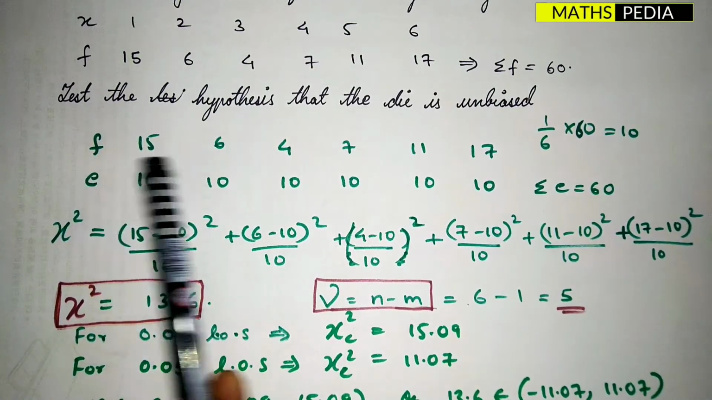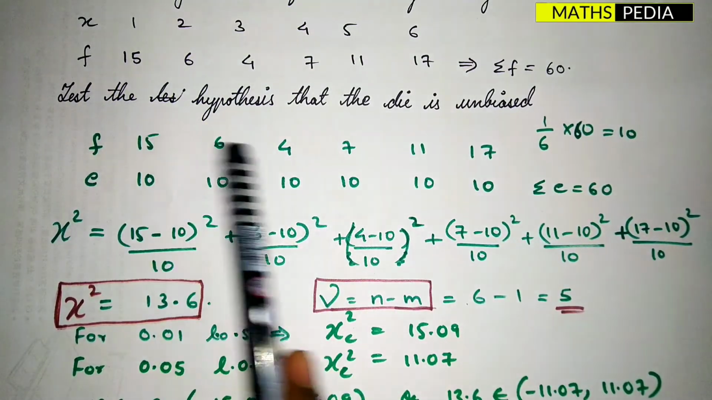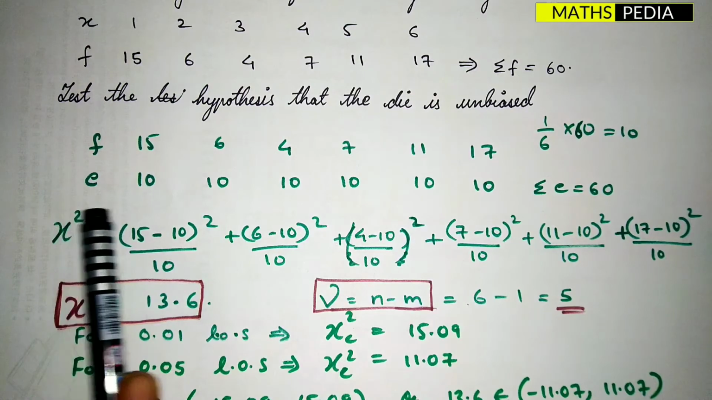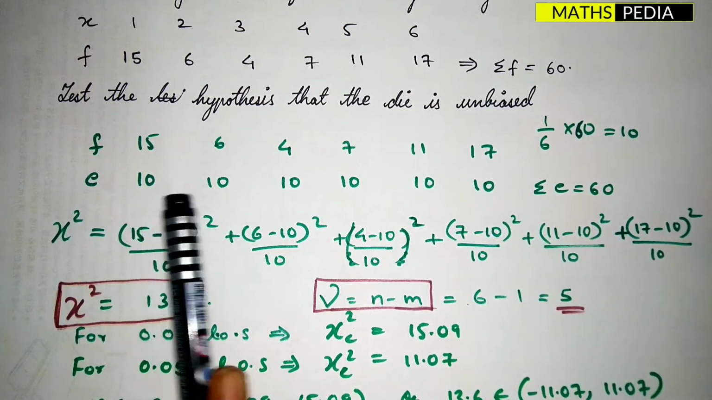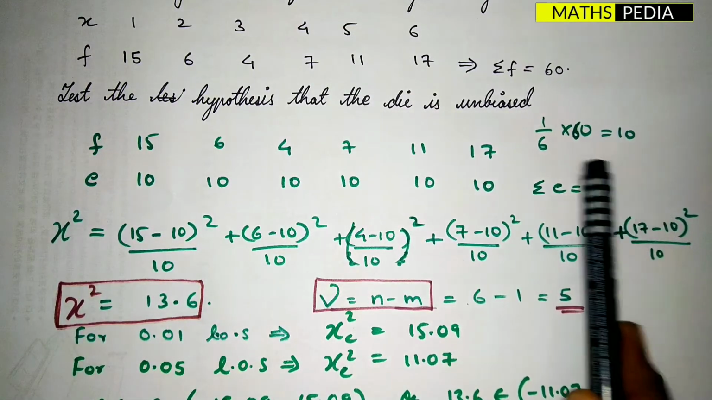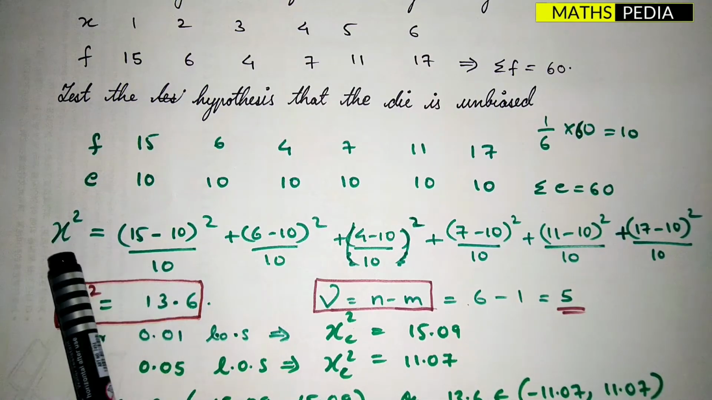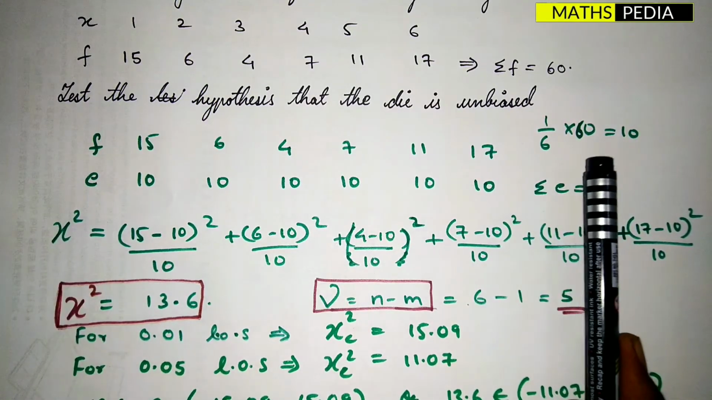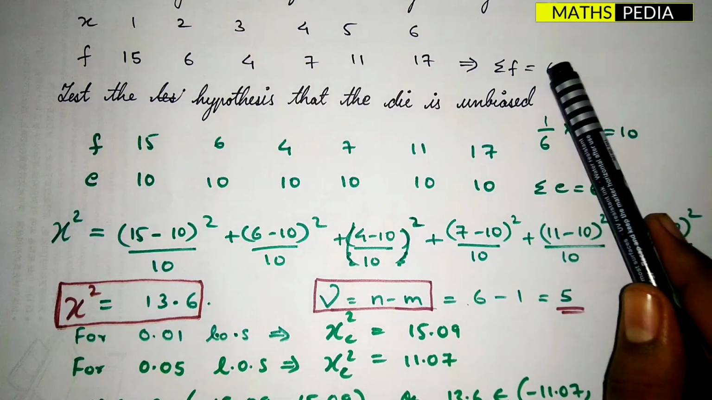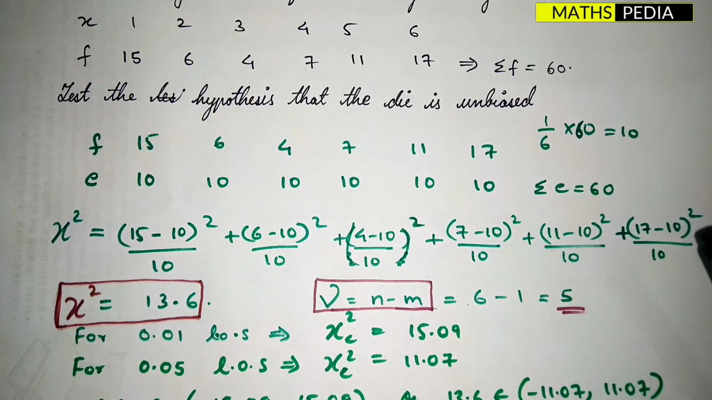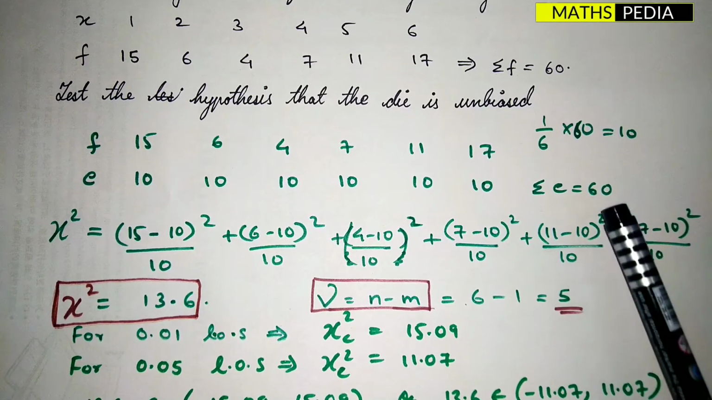Now F we found out, it was already there. Then E we just found out, that is 10, 10, 10, 10, all 10. Summation, you can see over here, is 60. As I said, we can go for this chi-square formula whenever the summation of F and the summation of E are both equal. So you can see over here both are equal.